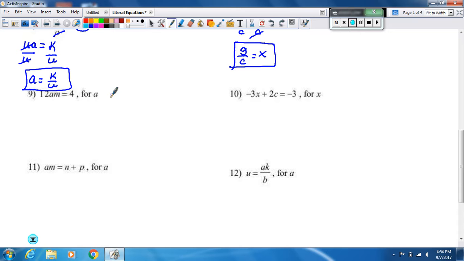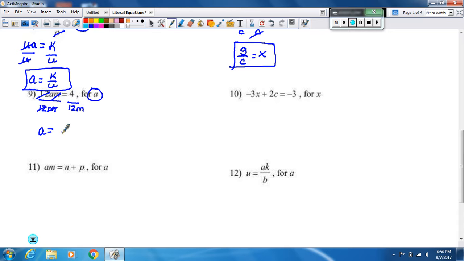Okay. I'm solving this next one for a. So I have a 12 times a times m. So I want to divide. The opposite of multiply is divide. I want to divide everything except for the a. So I'm going to divide by a 12 and an m, but if you divide one side by 12 and m, you have to divide the other side by 12 and m. So 12 cancels with 12, m cancels with m, so we have an a left.